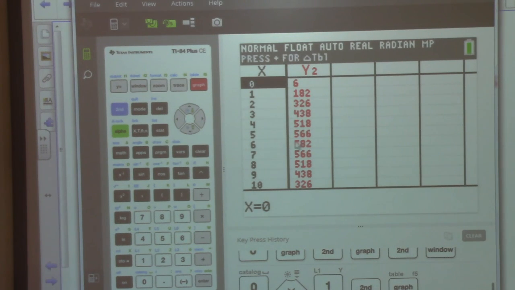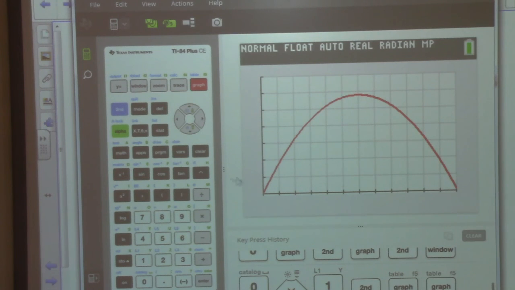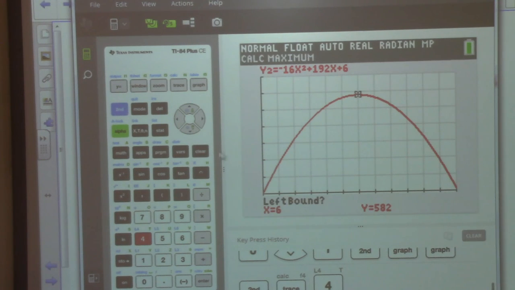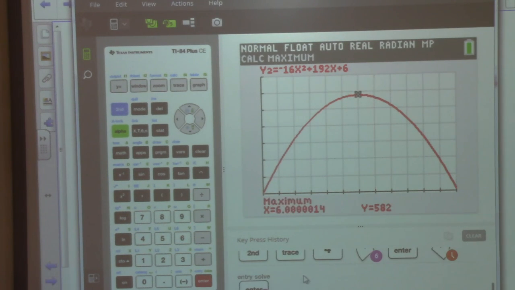But sometimes that's not going to be 100% correct unless you have perfect symmetry about the line y equals 6. In this case, it is correct. We did complete the square. Second trace, 4 for maximum. We have this question mark, left bound, and you arrow over to the left of the vertex. Make sure you're to the left. Press enter. It has a question mark. And then you arrow to the right of the vertex and press enter twice more. And you get your answer, right?